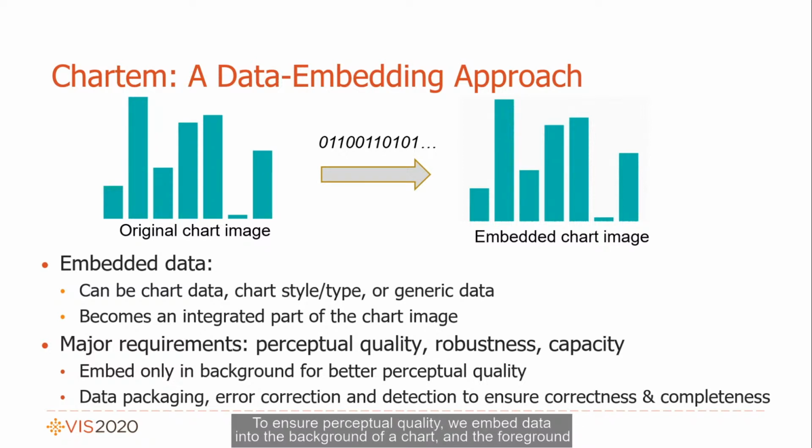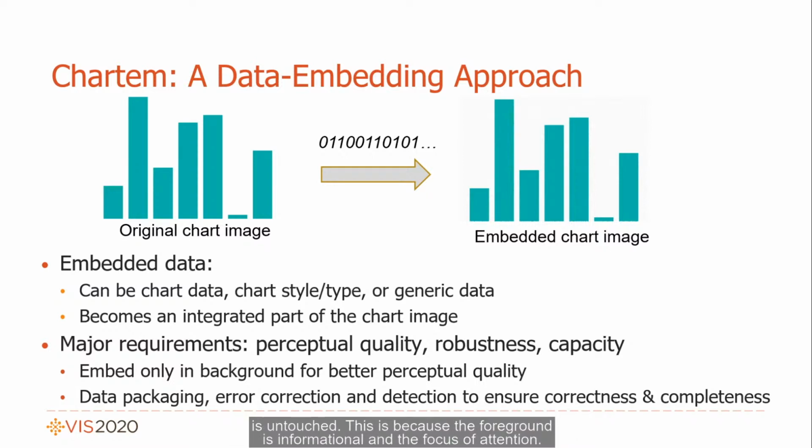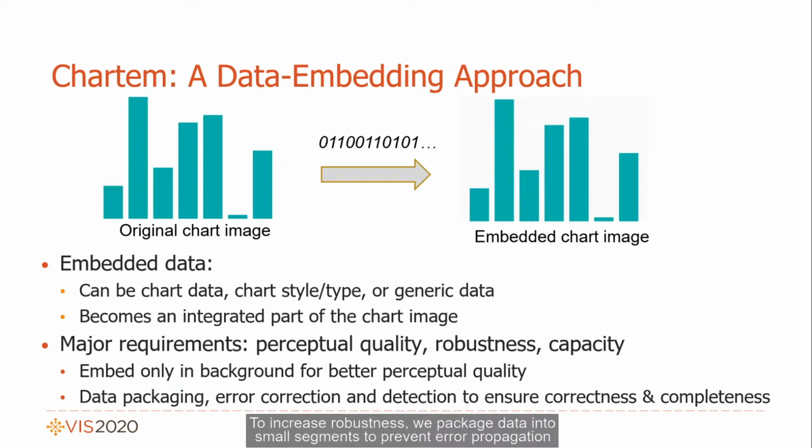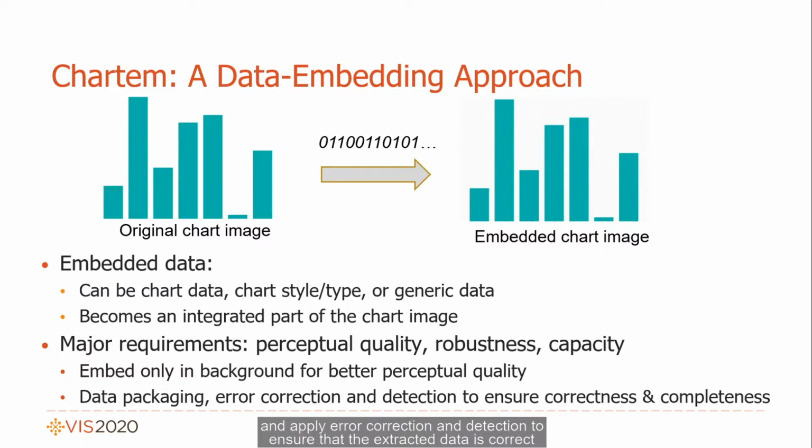To ensure perceptual quality, we embed data into the background of a chart and the foreground is untouched. This is because the foreground is informational and the focus of attention. To increase robustness, we pack the data in small segments to prevent error propagation and apply error correction and detection to ensure that the extracted data is correct and complete.